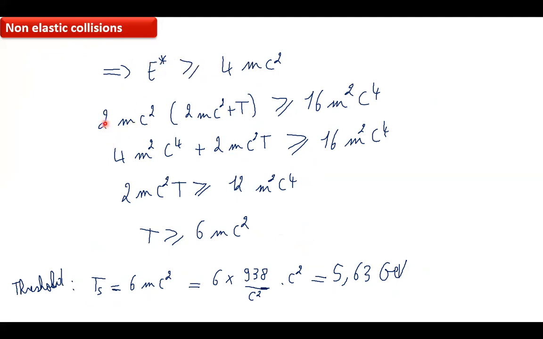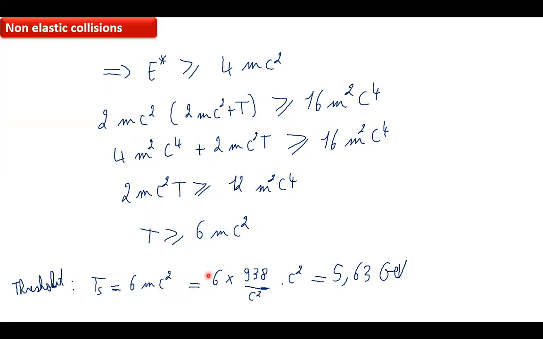And E star is equal to 2, let's make it squared instead of taking the radical. So 2mc squared times 2mc squared plus T is greater than 16m squared c^4. And you do the calculation and you find that the threshold kinetic energy T of the incident proton should be greater than 6mc squared. So your threshold is 6mc squared.